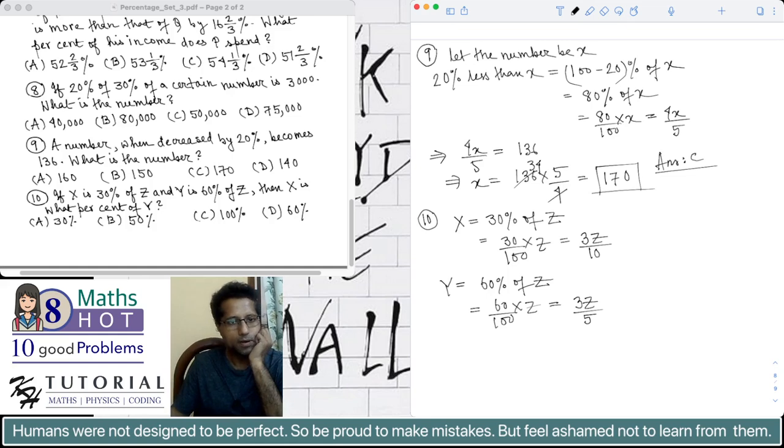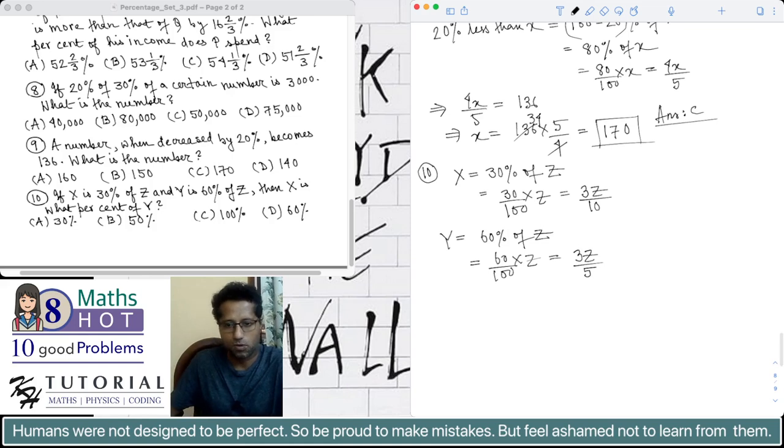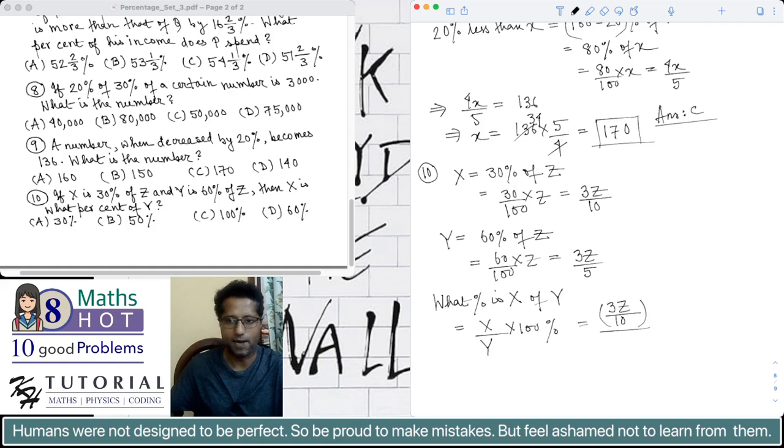Okay. So now it is asking: x is what percent of y. So the question is, what percent is x of y. This is equal to x by y multiplied by 100 percentage. And x in terms of z we know is 3z by 10, and also we know y in terms of z is 3z by 5.